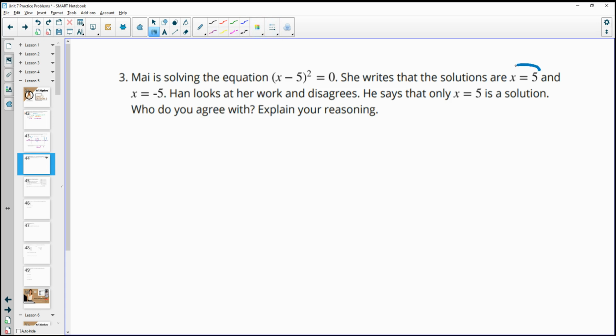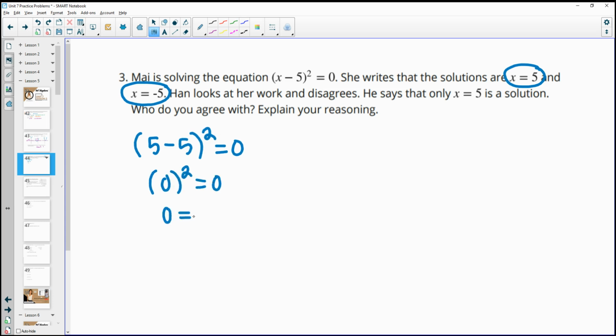So maybe you have an idea already. Otherwise, we can just take these two solutions and plug them in and see if we agree with Mai or with Han. So if we do (5 minus 5) squared, that's that first solution here. And 5 minus 5 is 0. 0 squared is 0. So this one is a solution. So we definitely agree with x equals 5 as a solution.